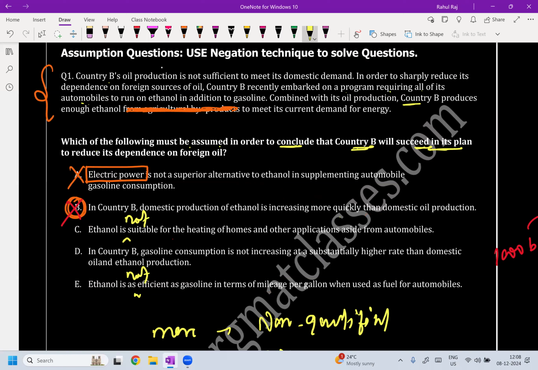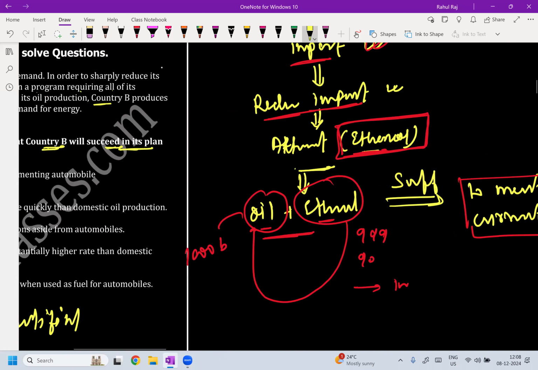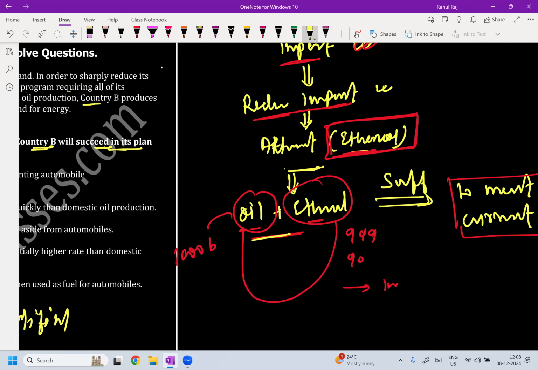My argument says oil plus ethanol is sufficient to meet the current demand. It does not talk about how efficient ethanol is and what ethanol is suitable for. It just does not talk about it at all. So if you say ethanol is not suitable for, or ethanol is not as efficient as gasoline, how does it weaken my conclusion that oil plus ethanol is sufficient to meet the current demand? You cannot say ethanol is not as efficient as gasoline, so it weakens, Rahul. How does it weaken? It is sufficient to meet the current demand.